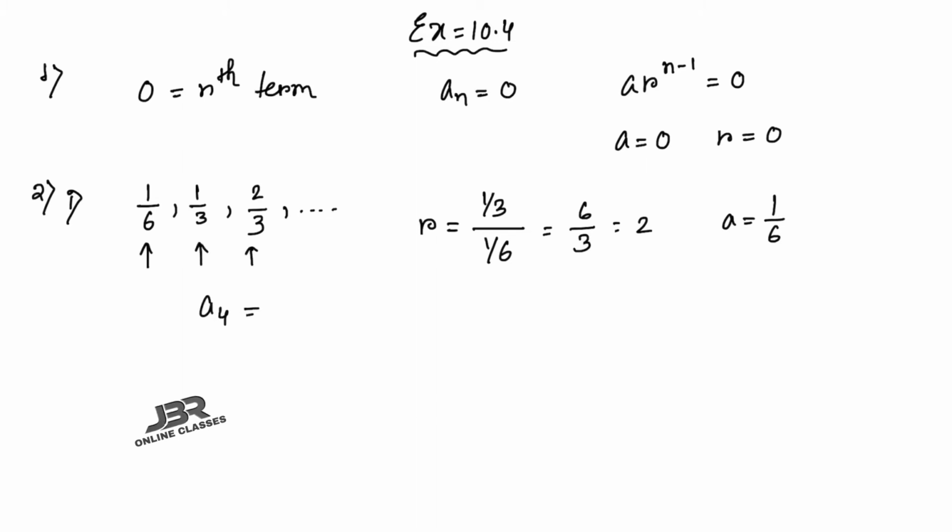Here first, second, third, so you have to find the fourth one. So a4 equals a r cube, because you know for an, the formula is a r to the power n minus 1. So a into r to the power 4 minus 1, that is 3. Here a equal to 1 by 6, and r cube means 2 cube, which equals 8. So 4 by 3. The next term is 4 by 3.